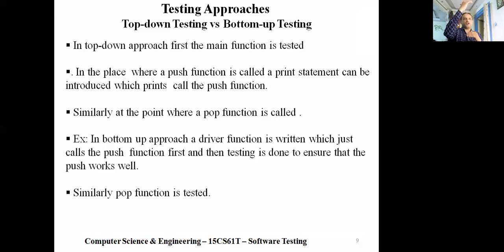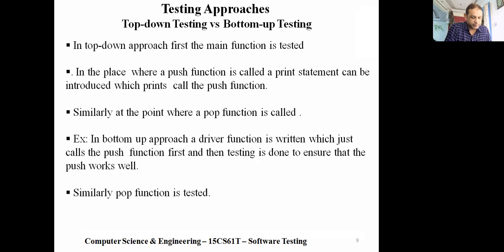In the bottom-up approach, a driver function is written which just calls the push function first, and then testing is done to ensure that push works well. Similarly, the pop function is tested. So in top-down, the main function is tested, then the sub functions, whereas in bottom-up, the sub functions are tested first, and then the main function.